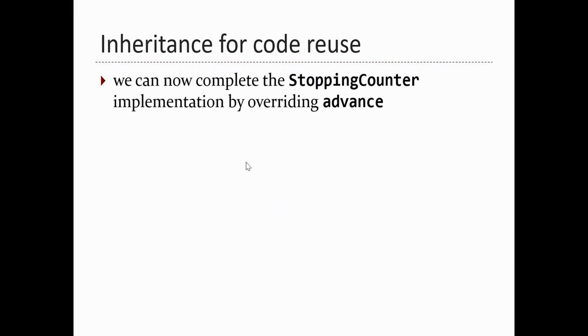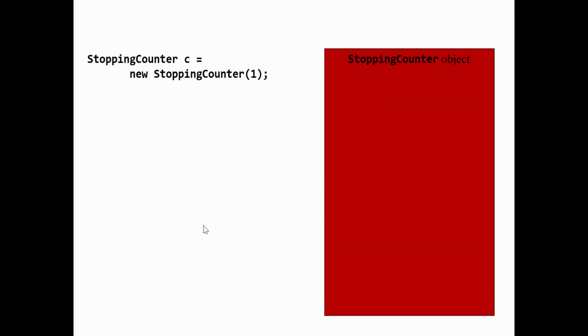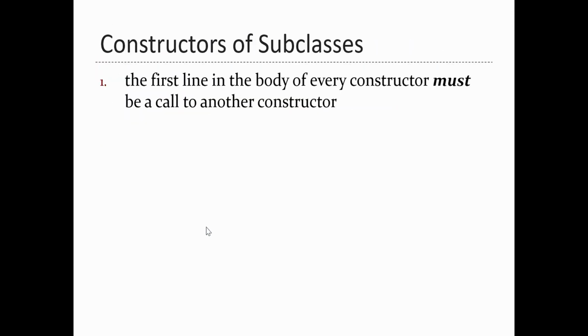All right, we're almost done. I can finally finish implementing advance. Advance stops counting if it hits Integer.MAX_VALUE. So if the value is not equal to Integer.MAX_VALUE, add 1. Otherwise, do nothing, and that's it, you're done. So the actual implementation is easy. You put in some constructors, but they're all very short.